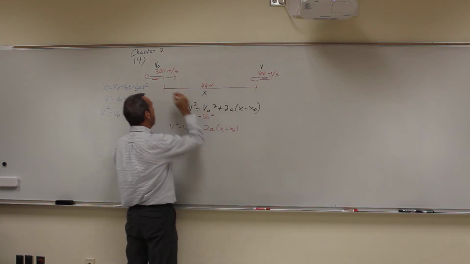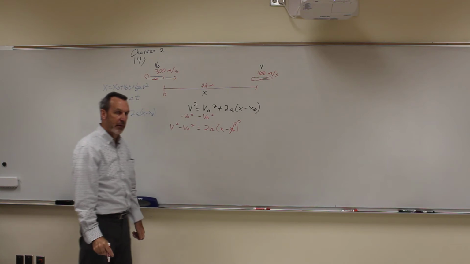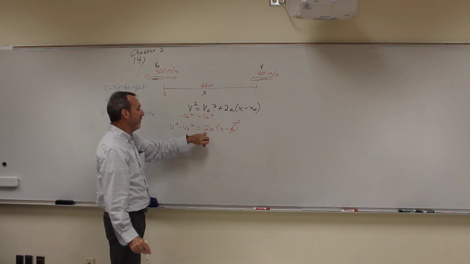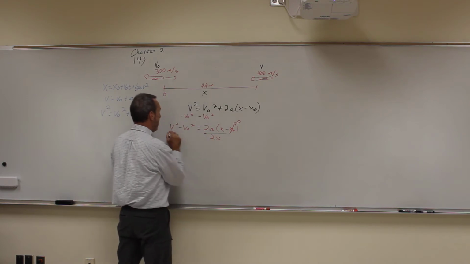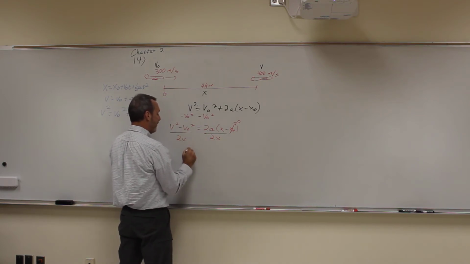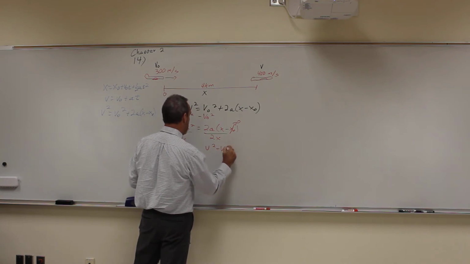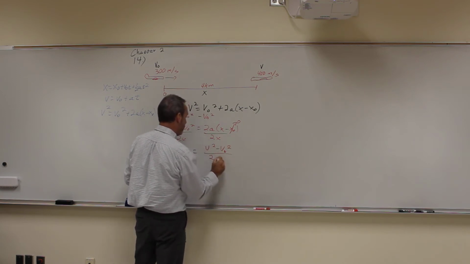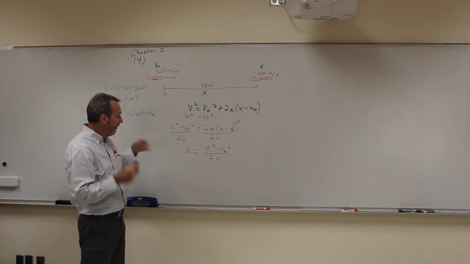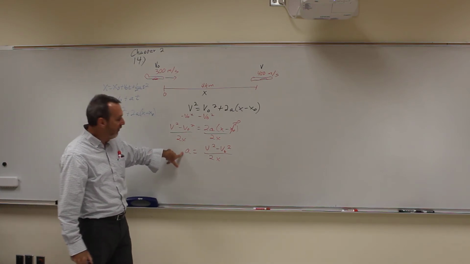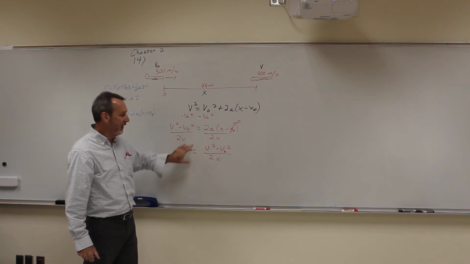Well, my initial position, we're going to call this 0. So this is just going to be 0. That's going to go away. So to get a by itself, I'm just going to have to divide by 2 and divide by x. Divide both sides by 2 and x. So when I solve this, I'm going to get a is equal to v squared minus v naught squared over 2x. Now I have my equation where I have the variable I want to solve for, and I have everything on this side that I know. Then I can solve it.